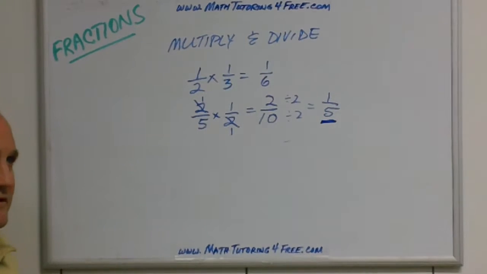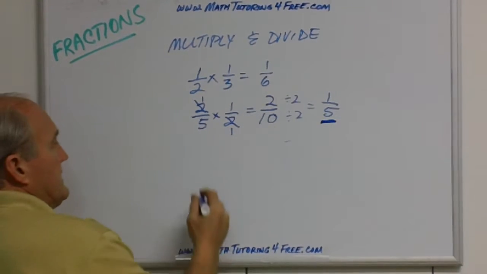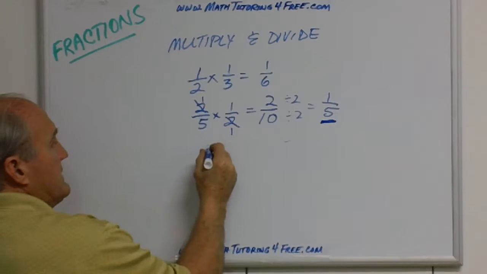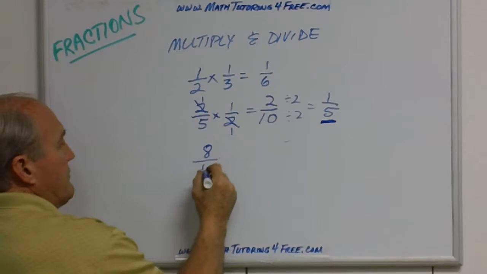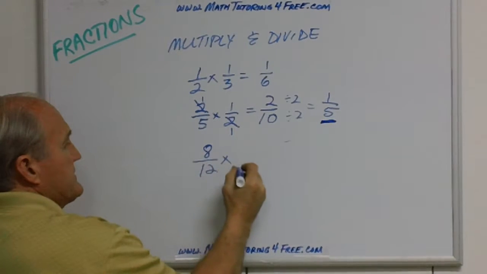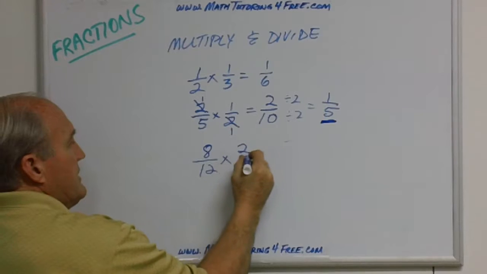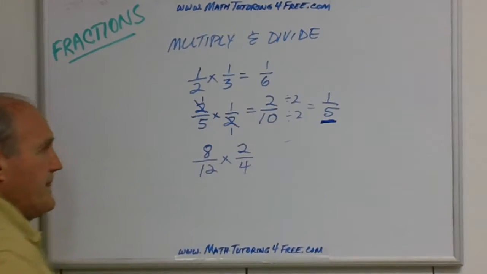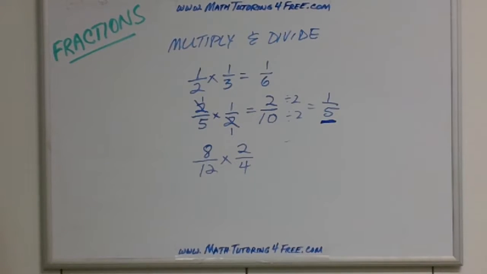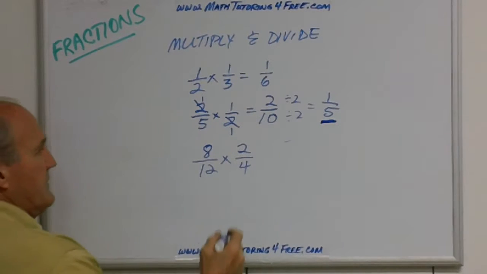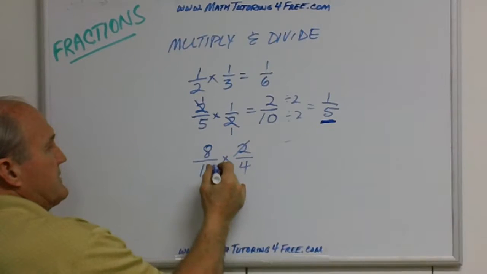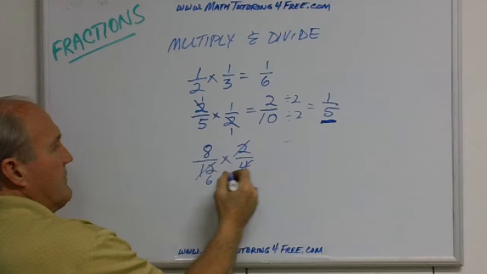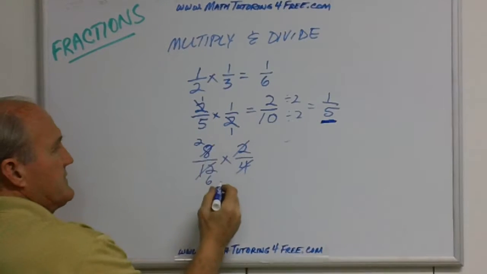Let's do another one of those, a little more complex. So let's say we had 8/12 times 2/4. Okay, one of the things we can look at before we do anything else, we can say, oh, wait a minute, 2 will go into 12 6 times. 4 will go into 8 2 times.